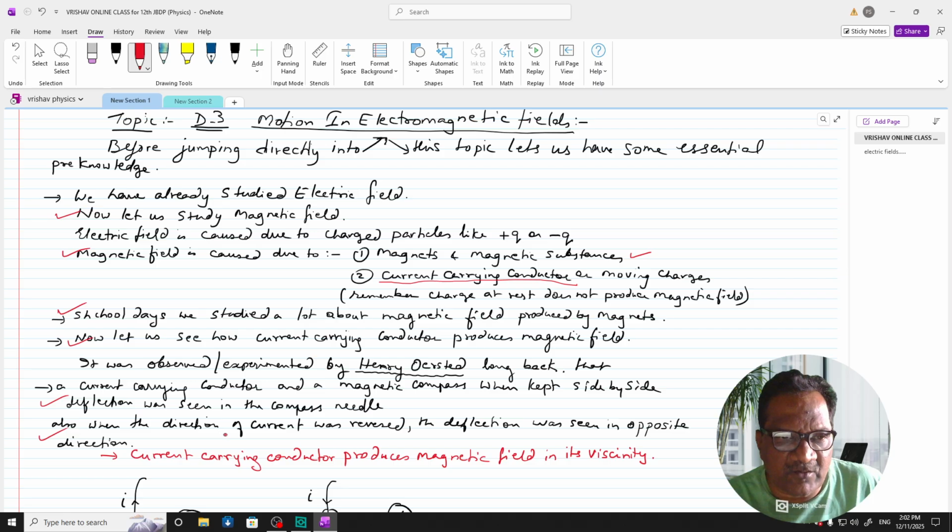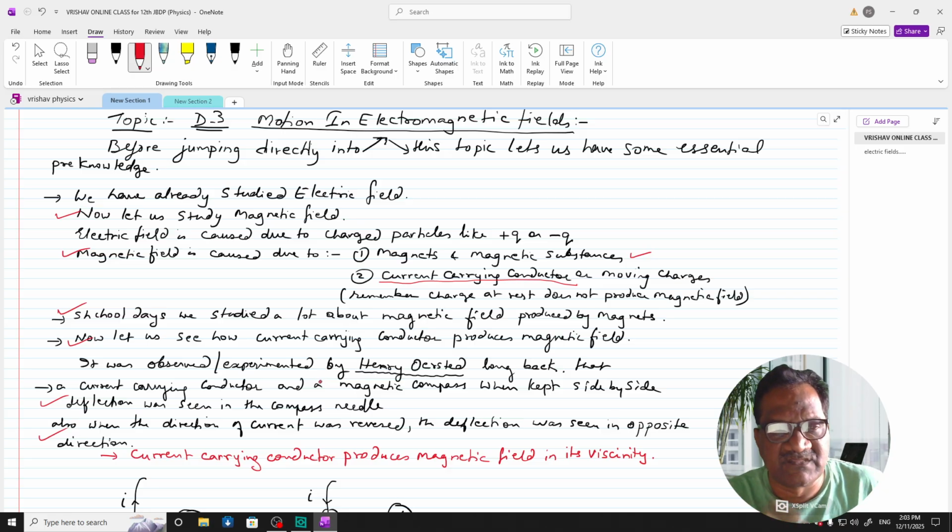Another big thing that he observed was, when the direction of the current was reversed in the conductor, the deflection was seen to be going in the opposite direction. So the direction of the current will also determine the direction of the magnetic field. These two big observations were made by Henry Oersted in his famous experiment called Oersted experiment.